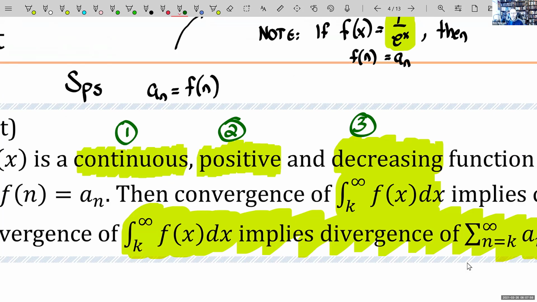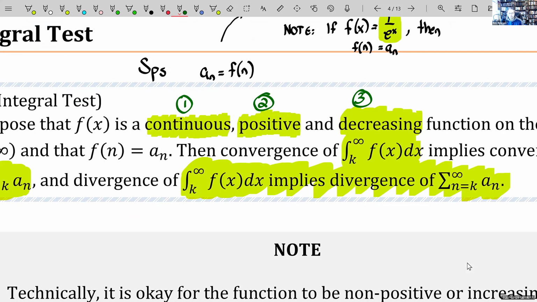Okay. So those three conditions that we need: continuity, positivity, and that our function has to be decreasing, those actually don't have to always hold. Remember, when you're trying to determine whether a series converges or diverges, I've repeatedly said that you could throw out the first 1,000 or billion terms of the series, because the convergence or divergence of the series does not depend upon the first billion terms. It depends upon the remaining infinite number of terms.